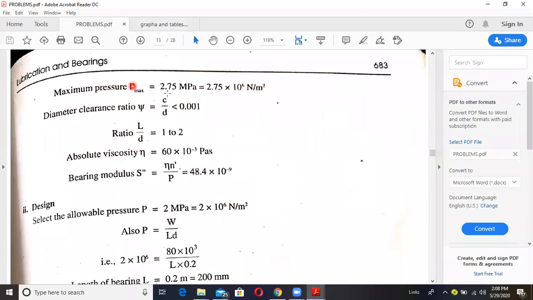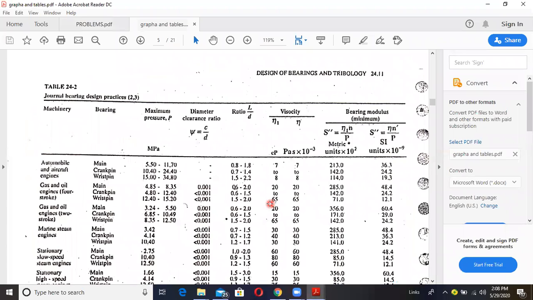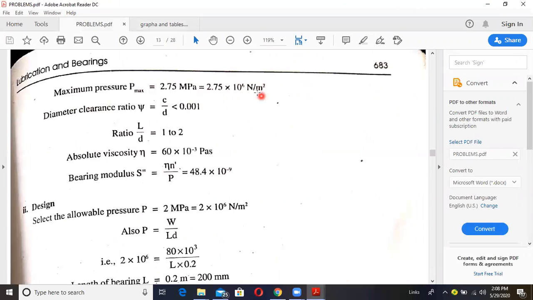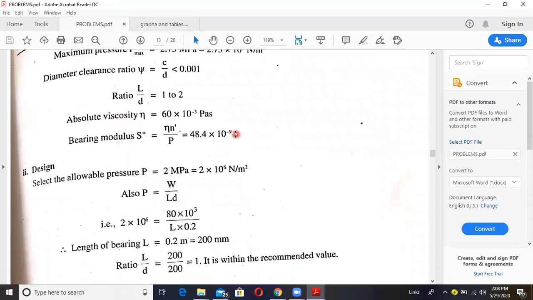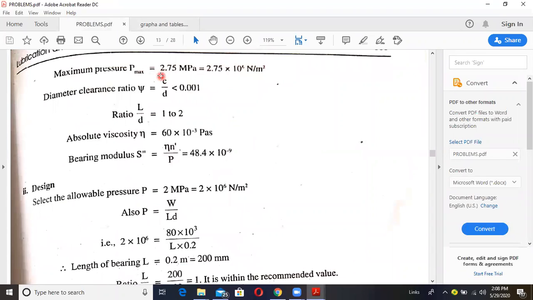Now here they have given P max pressure. We got P max is equal to 2.75 MPa, and we can take it in Newton per meter square, that is 2.75 into 10 to the power of 6 Newton per meter square. When it is in MPa, we convert it into Newton per meter square, giving 10 to the power of 6. So here we can take the value 2.75, or a value less than or equal to that. So I am going to select the allowable pressure.